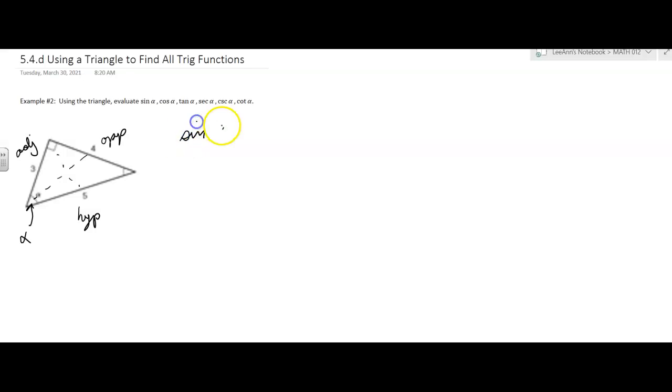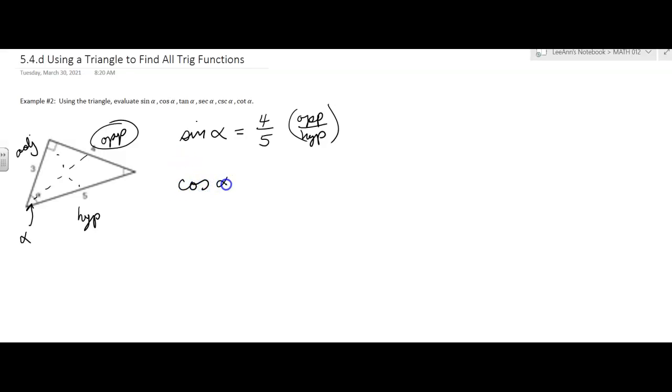So the sine of alpha is going to be opposite over hypotenuse. So 4 over 5. So that's opposite over hypotenuse. Okay, so you kind of want to remember that. You'll get used to it. I mean, I know it's new, but okay.